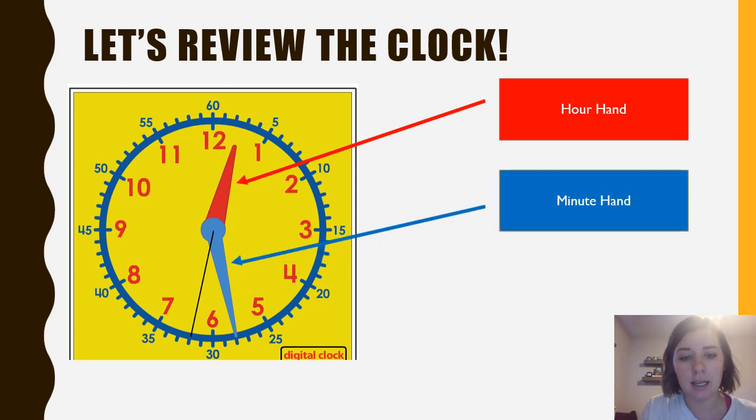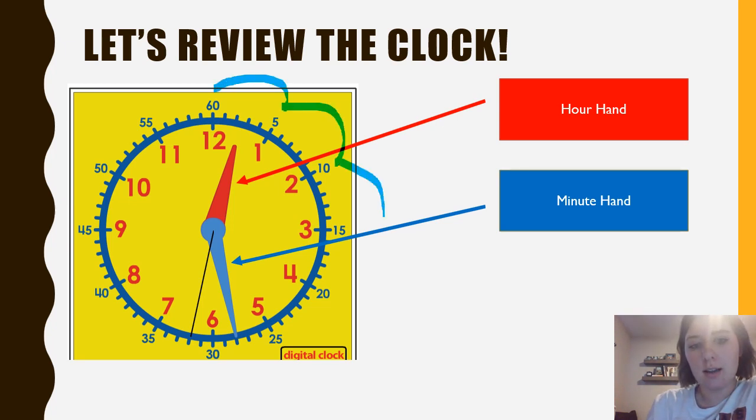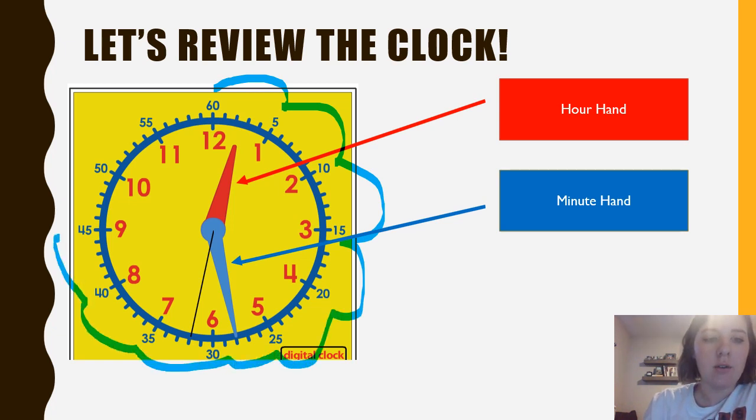And the minute hand, here it is blue. Remember that the minute hand is going to be longer, and also it's going to count by fives following the red numbers. So starting up at 12, this could be 0 or 60, and it's going to count 5, 10, 15, 20, 25, 30, 35, 40, 45, 50, 55, 60.